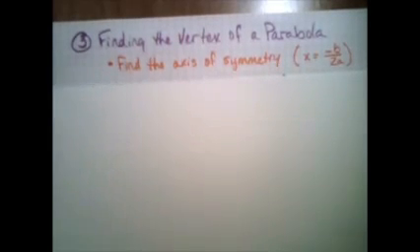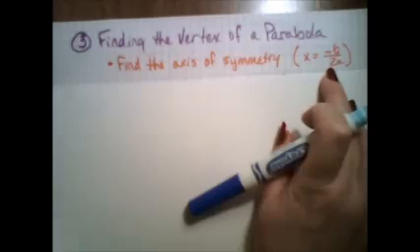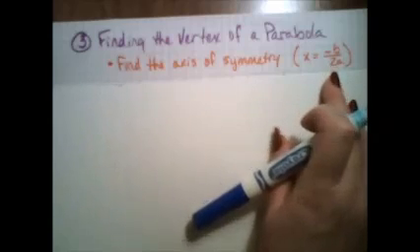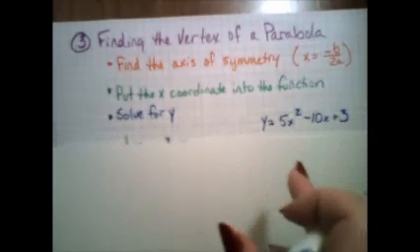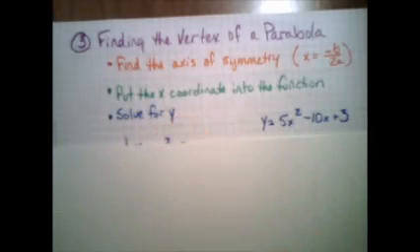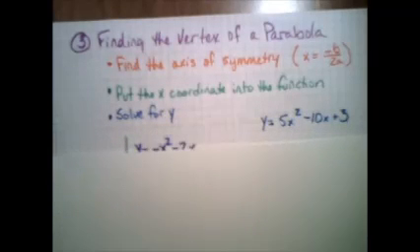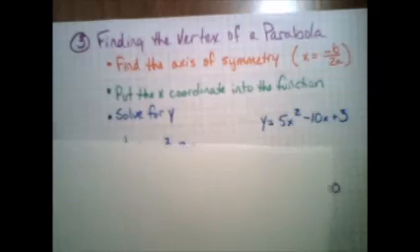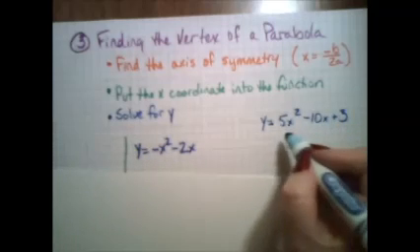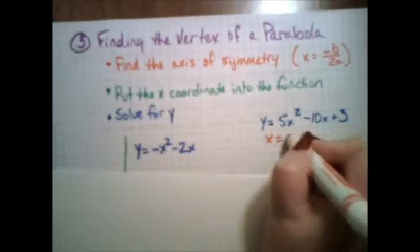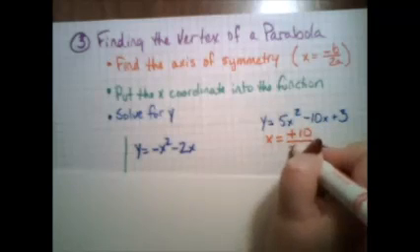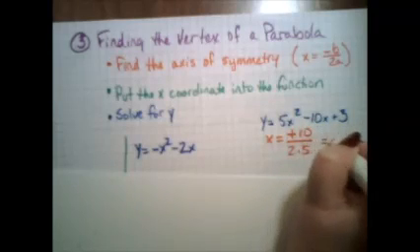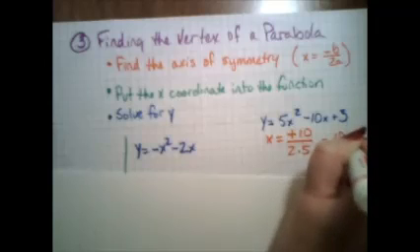a parabola. We're going to start by finding the axis of symmetry because that gives us our x point. And we're going to put our x coordinate into the function and solve for y, and that's going to give us the y of the vertex. For example, so we've got this here, x equals -b over 2a. So it's 10 over 10, which is 1.